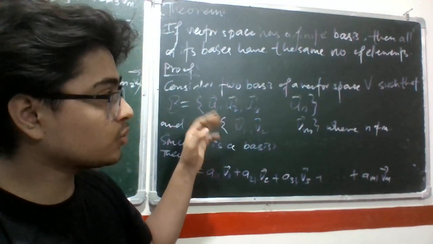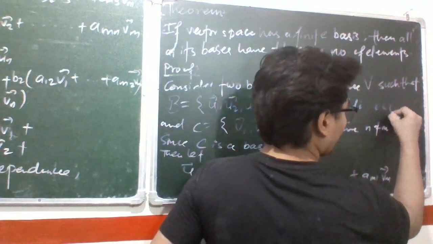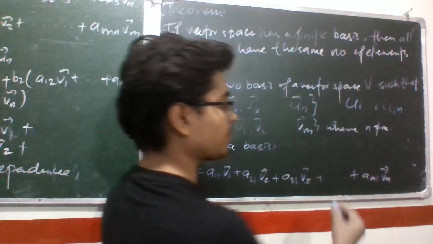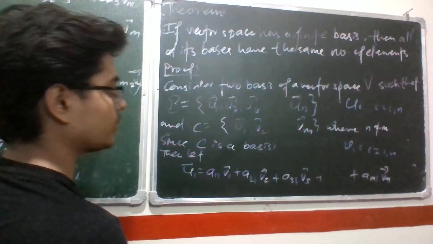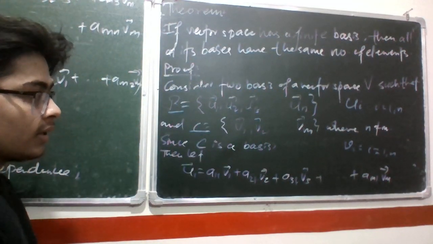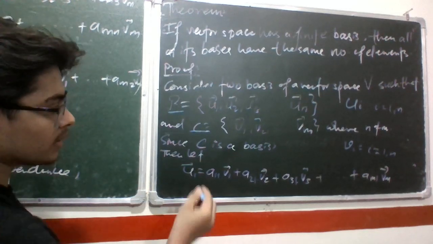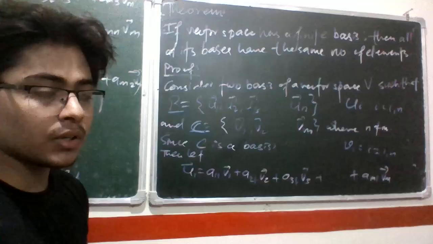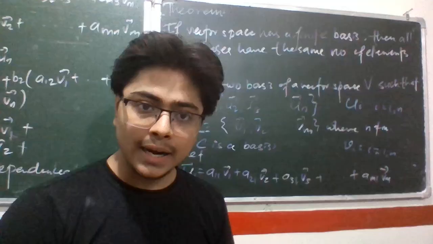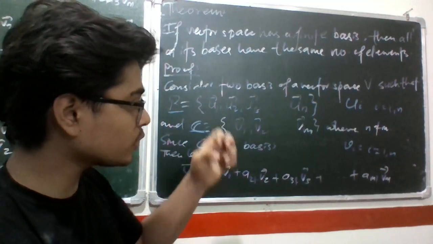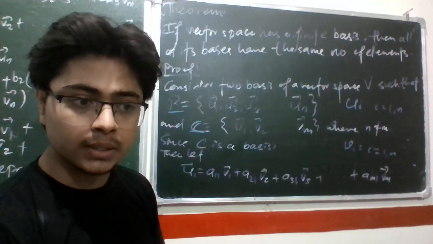B and C be the two bases, and B is composed of u_i's, where i goes from 1 to n, and C is made up of v_i's, where i goes from 1 to n. So if these two are the bases, then we can consider that, since C is a basis, it must be a linear combination of something, right? So let's suppose that the element that lies in this basis forms the linear combination of this, which is true from the perspective of the definition of basis.